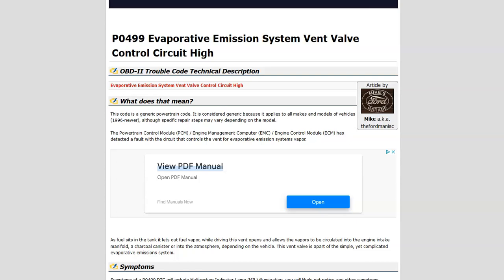Hello all. So today I'm talking about a Honda with the P0499 code, what it is and how you go about fixing it. So what is a Honda P0499 code? Well, it's an evaporative emission system vent valve control circuit high. And what does this mean?